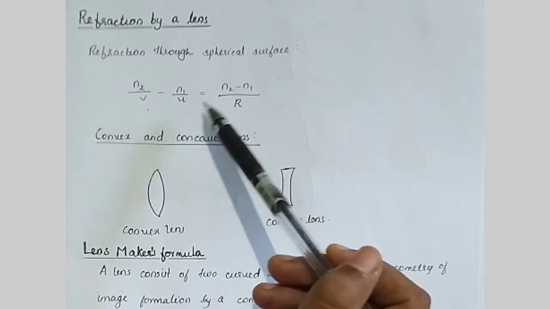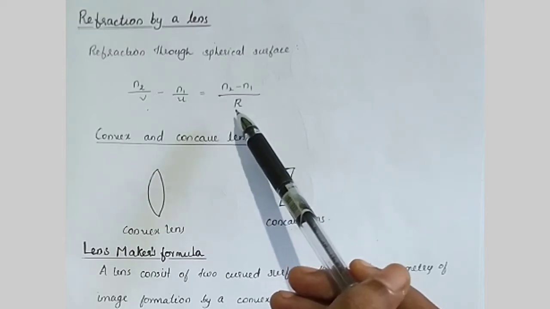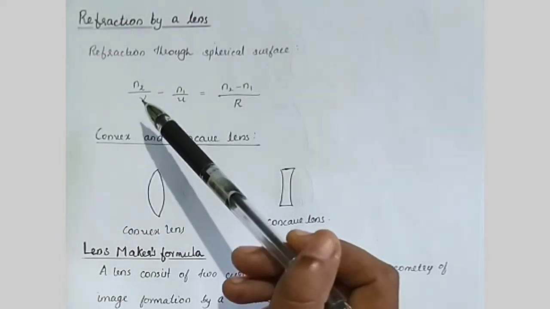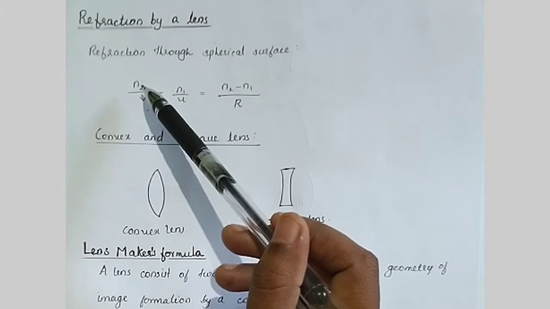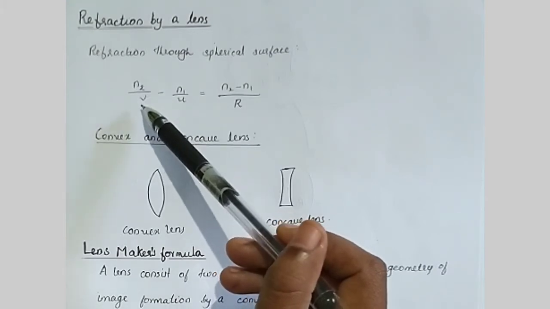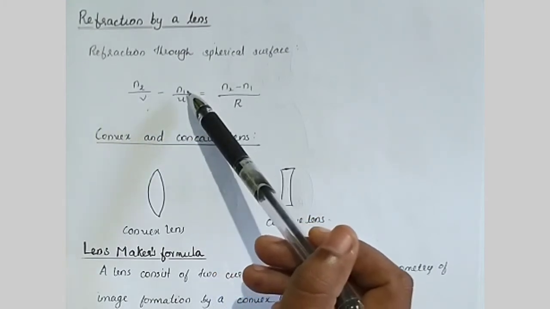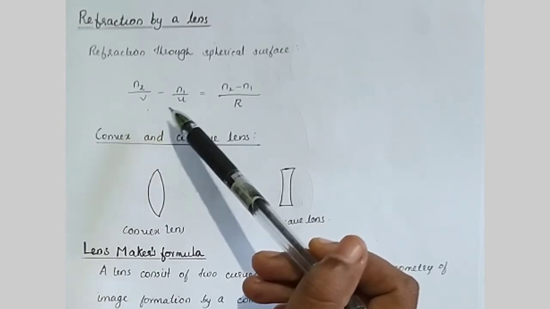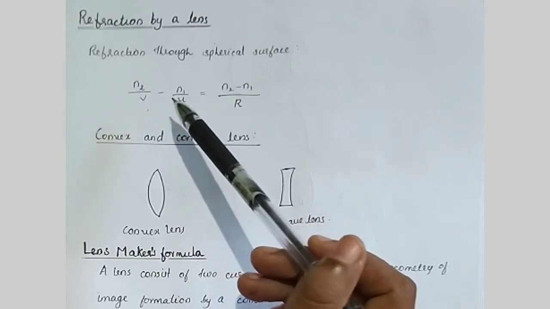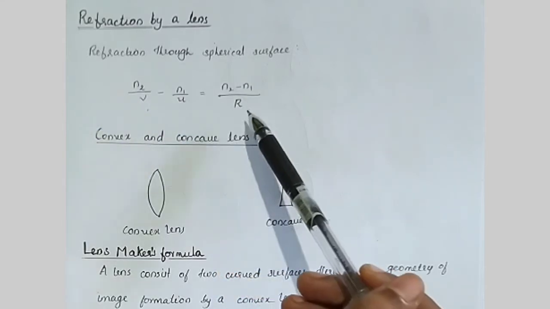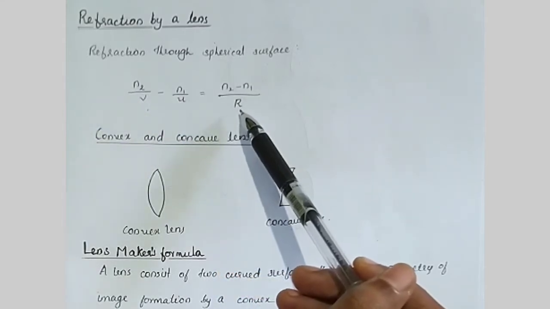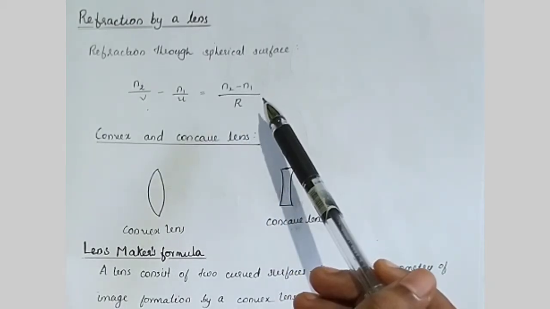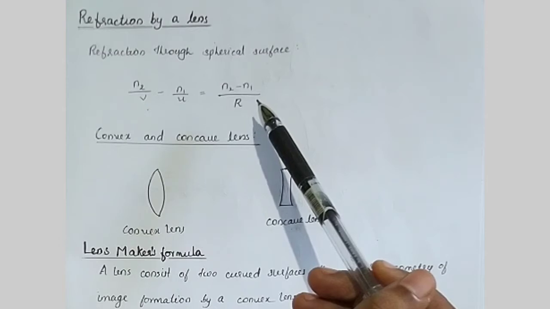minus n1 by u is equal to n2 minus n1 by r, where n2 is the refractive index of the medium in which the image is obtained, and n1 is the refractive index of the medium where the object is placed, and we know that v is the image distance and u is the object distance, and r is the radius of curvature of this spherical surface. So this is the relation that is obtained when we analyze the refraction through a spherical surface.